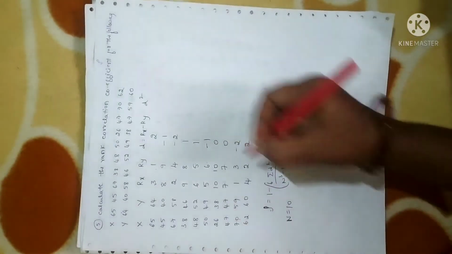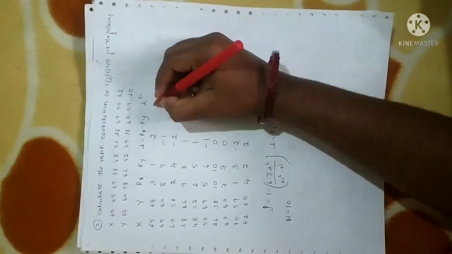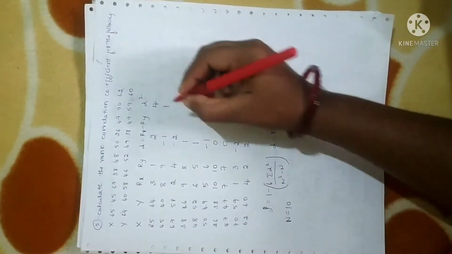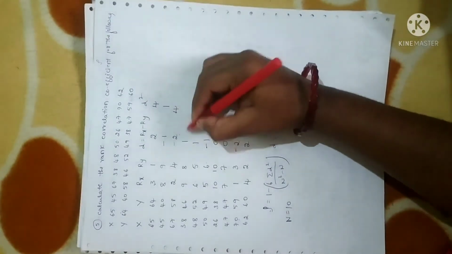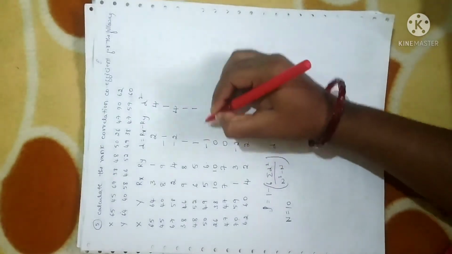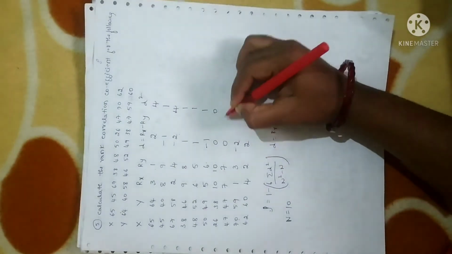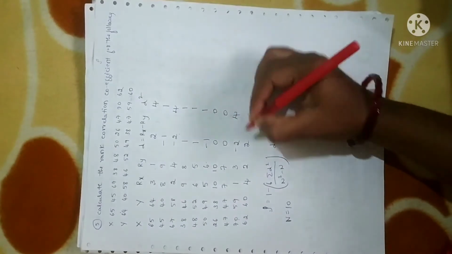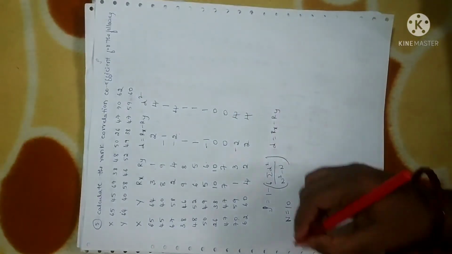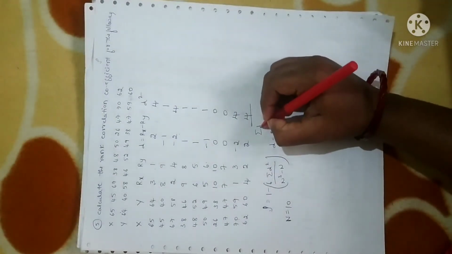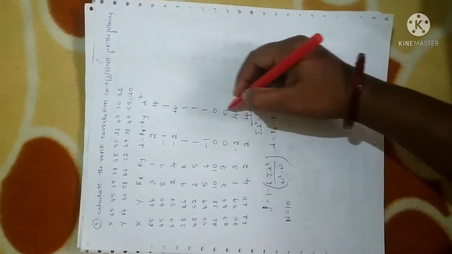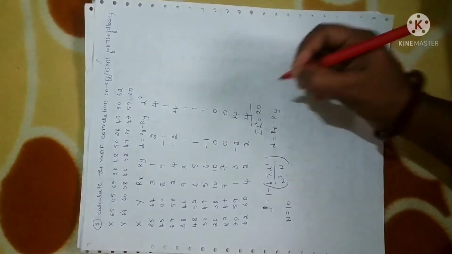Now we need d square, so you just square the values. 2 square is 4. Minus 1 square is 1. Minus 2 square is 4. 1 square is 1. 1 square is 1. Minus 1 square is 1. 0 square is 0. 0 square is 0. Minus 2 square is 4. Again 2 square is 4. Now we need to add all the values to get sigma d square. You will get 20. Fine.